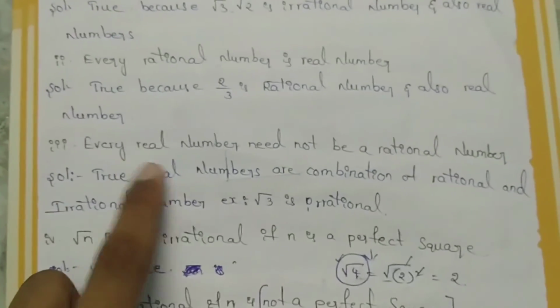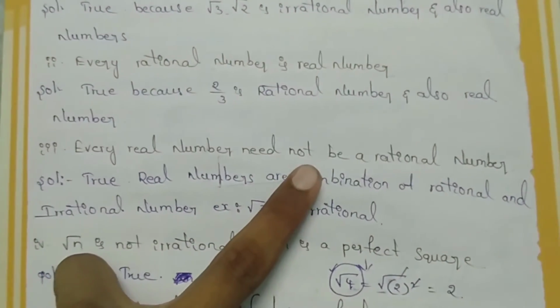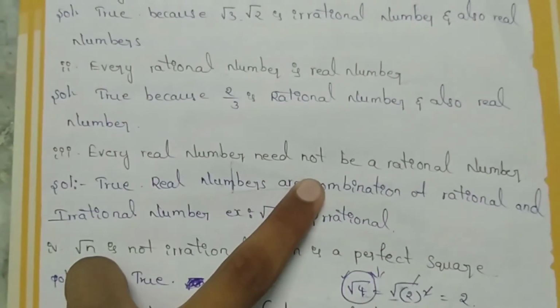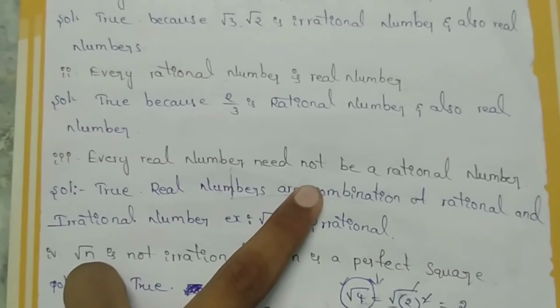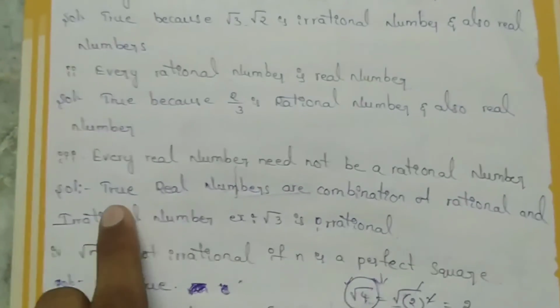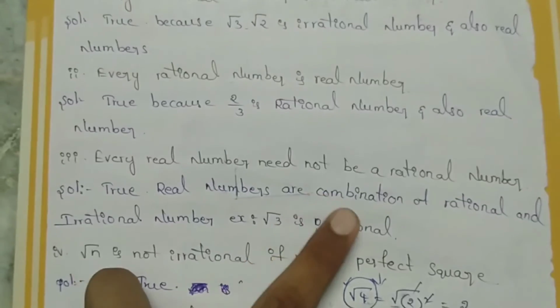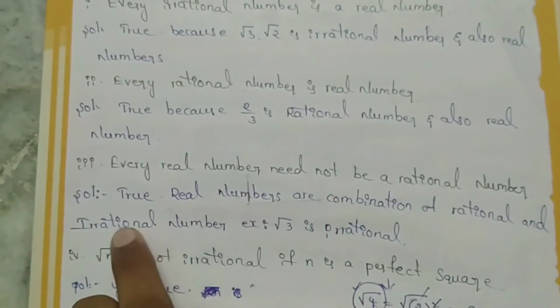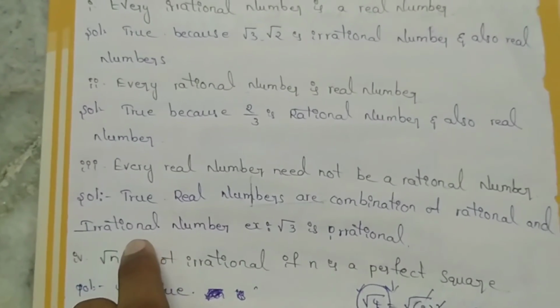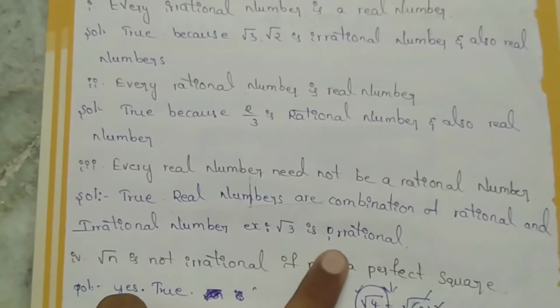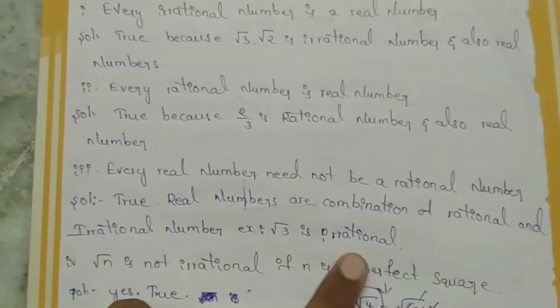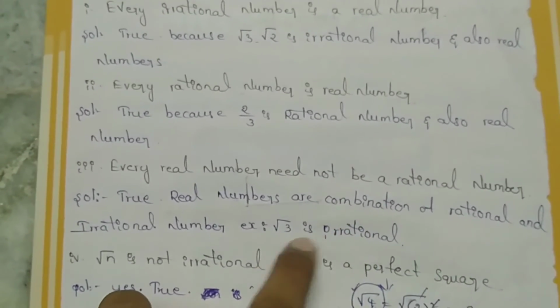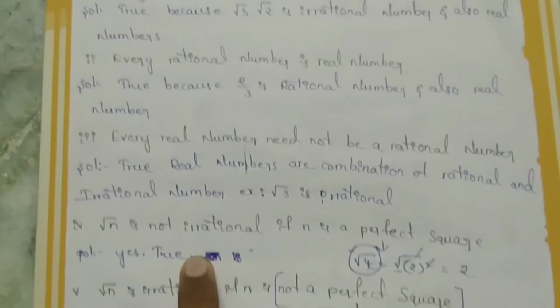Next, the third one: every real number need not be a rational number. Need not be means it may be rational or irrational. So it is true. A real number is a combination of rational and irrational numbers. Root 3 is irrational and 2 by 3 is rational; both belong to the real numbers.